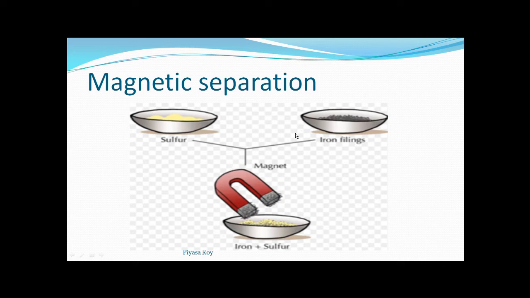For any kind of mixture where one of the components is a magnetic substance, we can use this separation technique. So the separation technique depends on the properties of the substances. Here the property of the iron filings is to get attracted by the magnet. So the attraction property is the reason for choosing this separation technique.